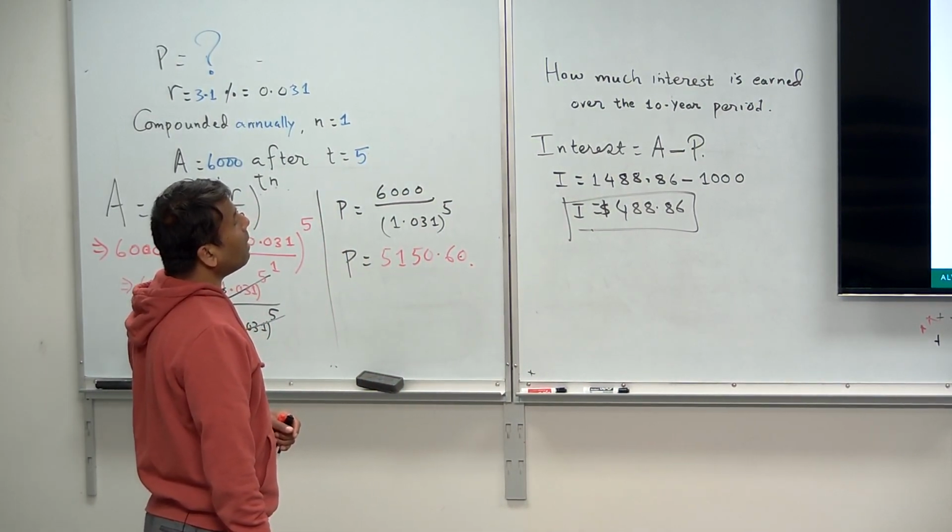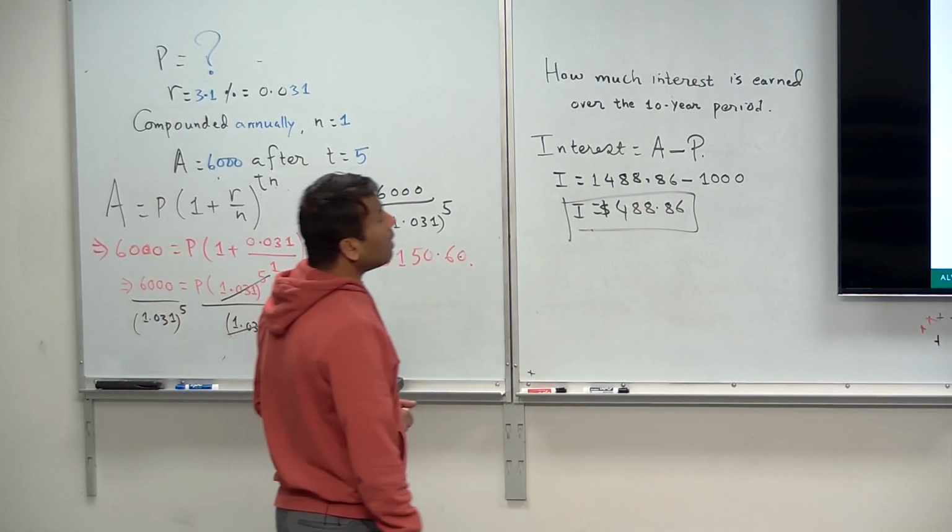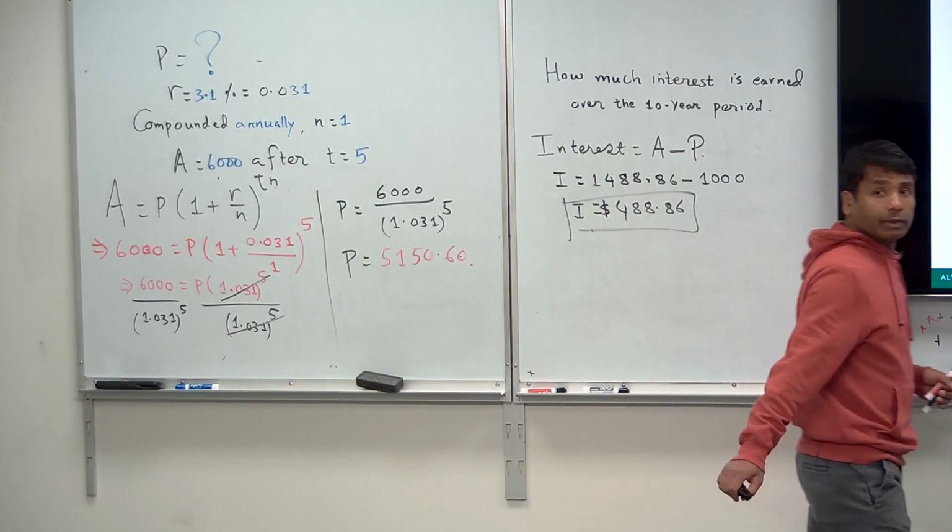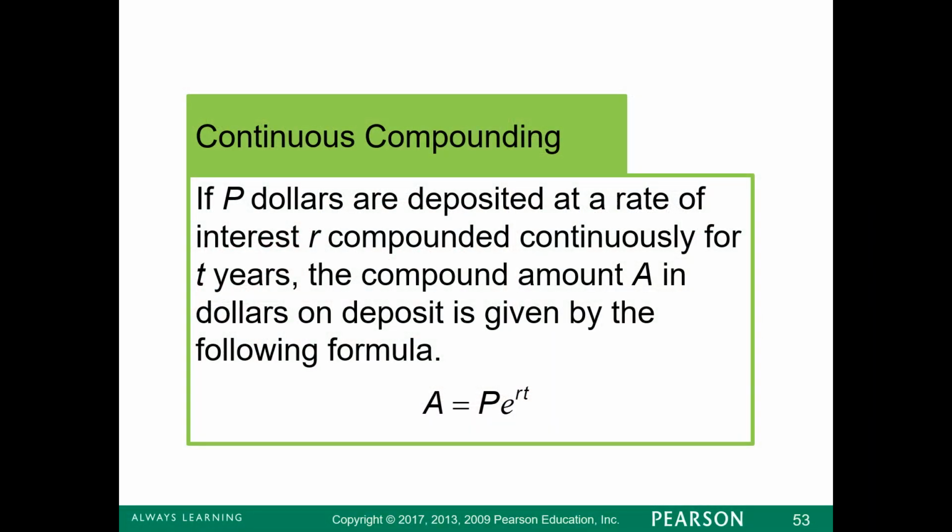So now continuous compounding. This is the formula for continuous compounding. If P dollars are deposited at a rate of interest R compounded continuously for T years, then the compound amount A in dollars on deposit is given by this formula: A equals P e raised to the power RT. Make sense, guys?